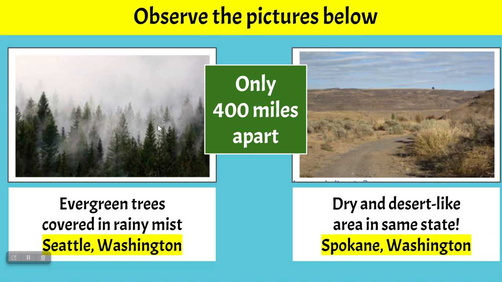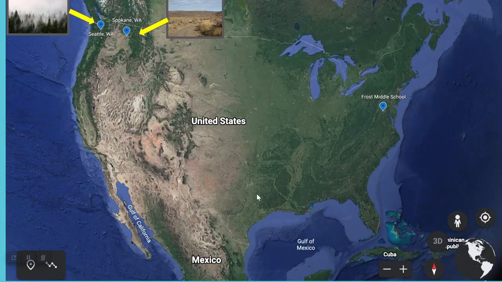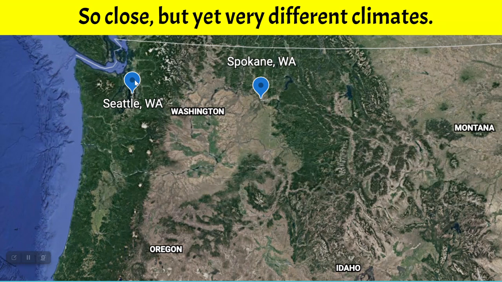Now, these 2 cities are only 400 miles apart, Seattle and Spokane. 400 miles is still a fair distance, but they're in the same state, and you can see they have vastly different characteristics. So if I look at the United States here, I can see this is Seattle, this is Spokane, and I'm going to zoom in. This is Frost Middle School over here. You can see Seattle is here near the, what is that? That's an ocean. And I've got Spokane. There is a mountain ridge right here in between Seattle and Spokane. So that's probably going to come into our thought process about why this was so much more dry than Seattle.